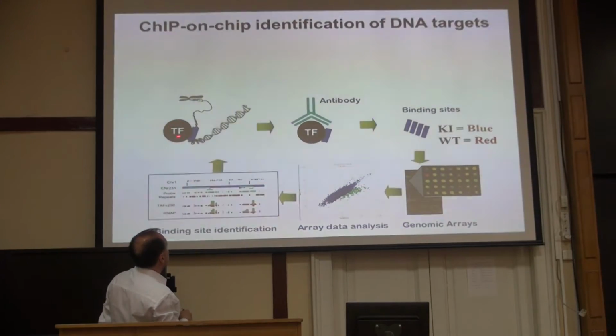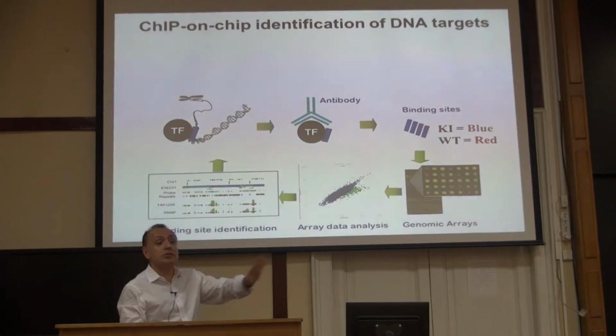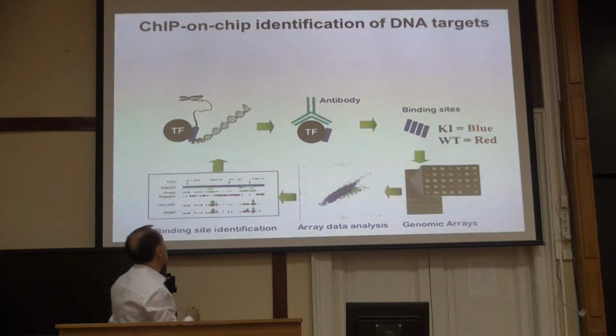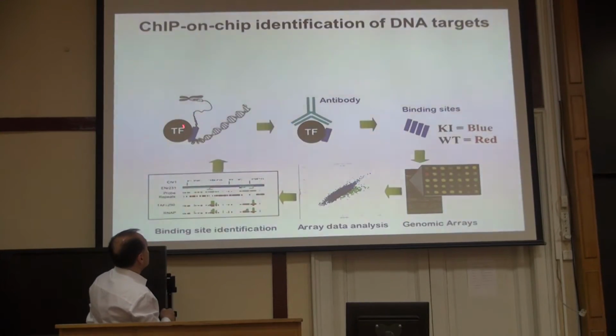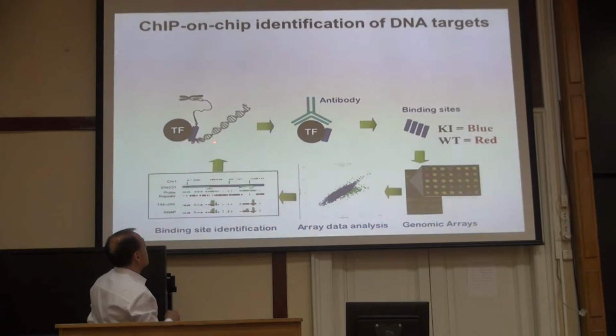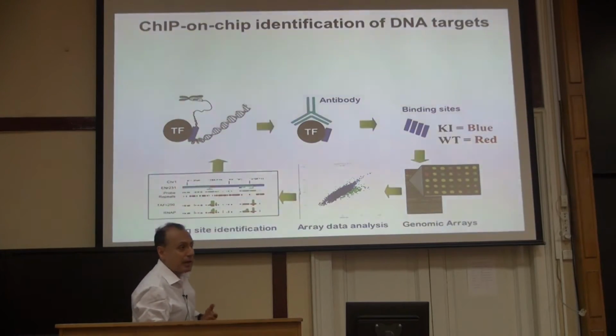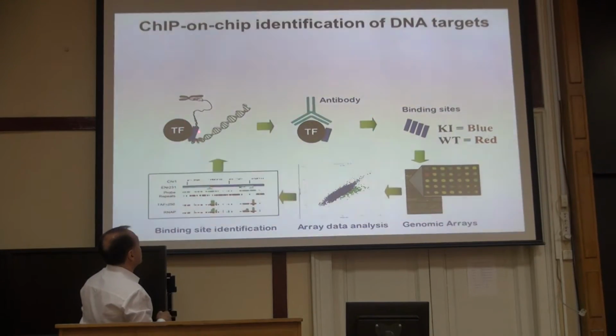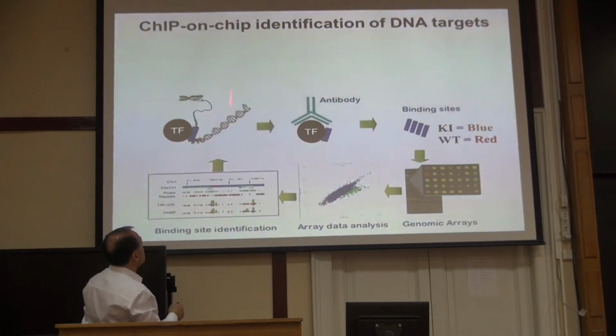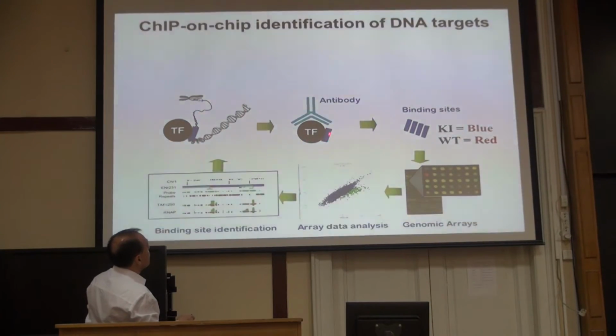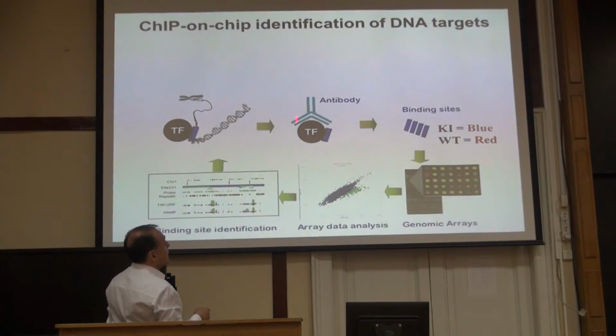You want to see where your transcription factor is sitting in the genome. And therefore what you do is that you cross-link all the proteins to DNA, and of course, among other things, you are going to cross-link your transcription factor to DNA. And then you shear the DNA into pieces. So only a small piece of DNA is going to be bound to your transcription factor, and then if you have a good antibody against your transcription factor, you can immunoprecipitate.